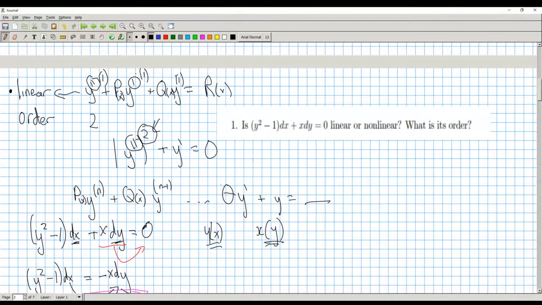Absolute value or square root, how would that change the linearity of the equation? If you had y to the power of a half, for example, let's say your equation came to y prime plus y to the power of a half equals 0, this would be nonlinear because of that half there. Similarly, if you had y prime to the power of a half plus y, this would also be nonlinear. Each of these has to be exactly 1, no more, no less.